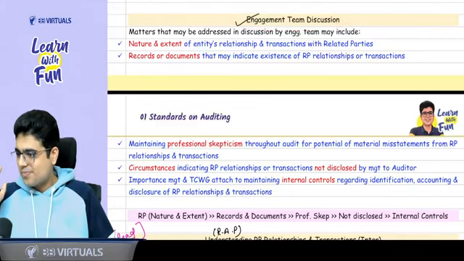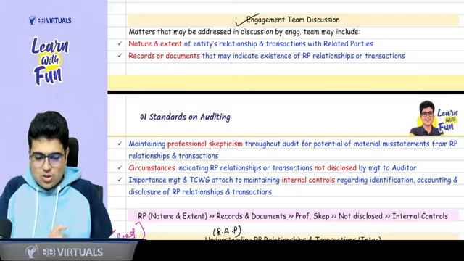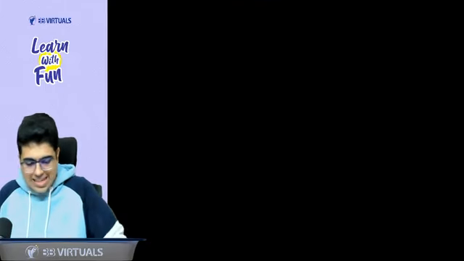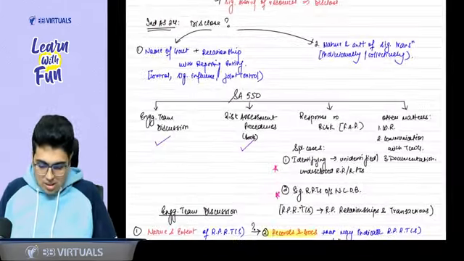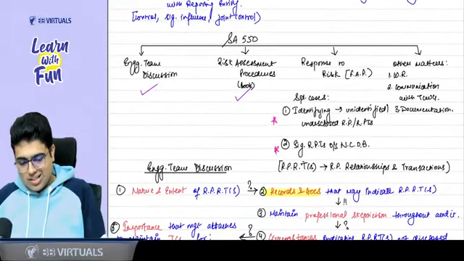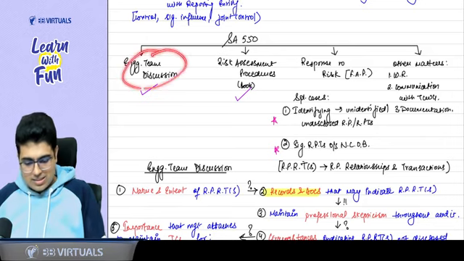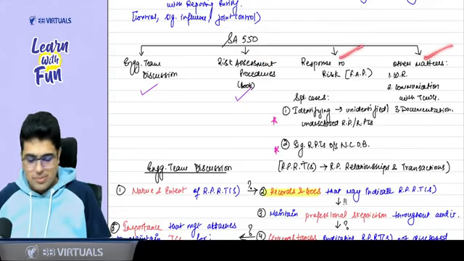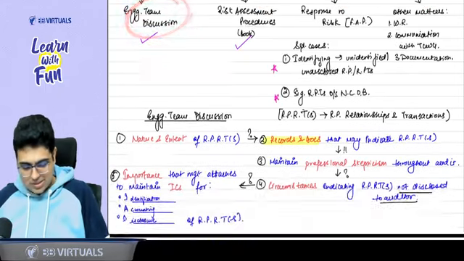Get ready, everyone. So let's talk about the topic of engagement team discussion. This is the brief structure of this standard, this is what we drew in the class. First of all, the engagement team will discuss, then they will perform their procedures: risk assessment procedures, responding to the risks and other matters. So first of all, let's cover engagement team discussion.